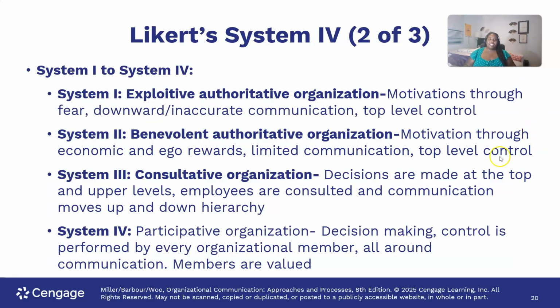All right, so we have systems 1 through 4. And the first system is the exploitative authoritative organization. Motivations are through fear, downward communication, and top level control. So people might not like working at these companies. They kind of rule with the iron fist, but with these types of systems, the hierarchy is there. You don't necessarily get a lot of bottom tier employees talking to the top. Very high level control on top.